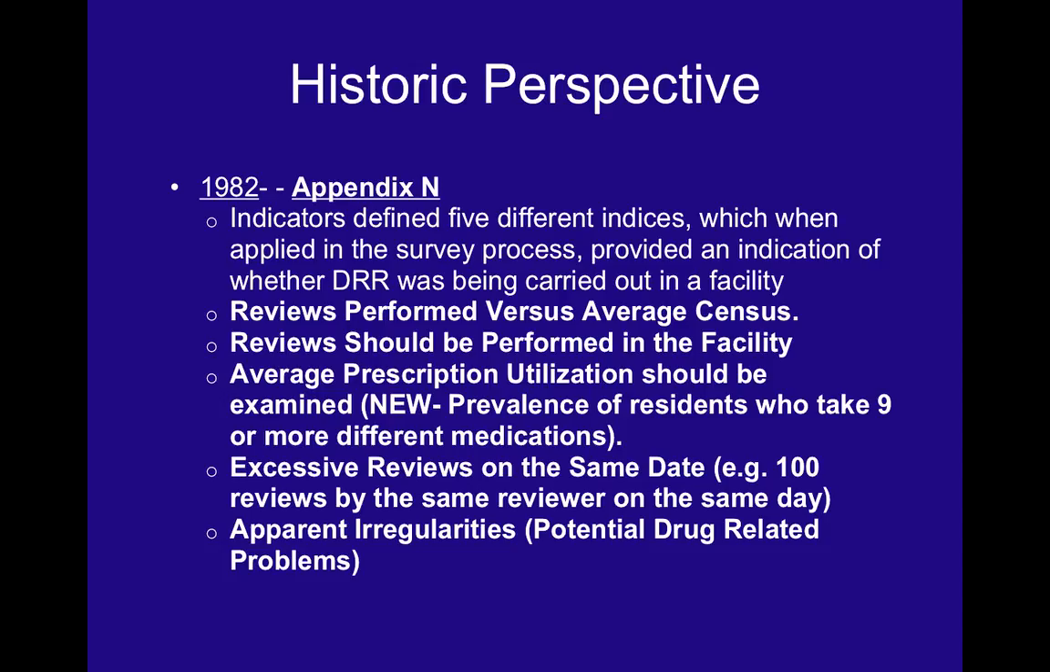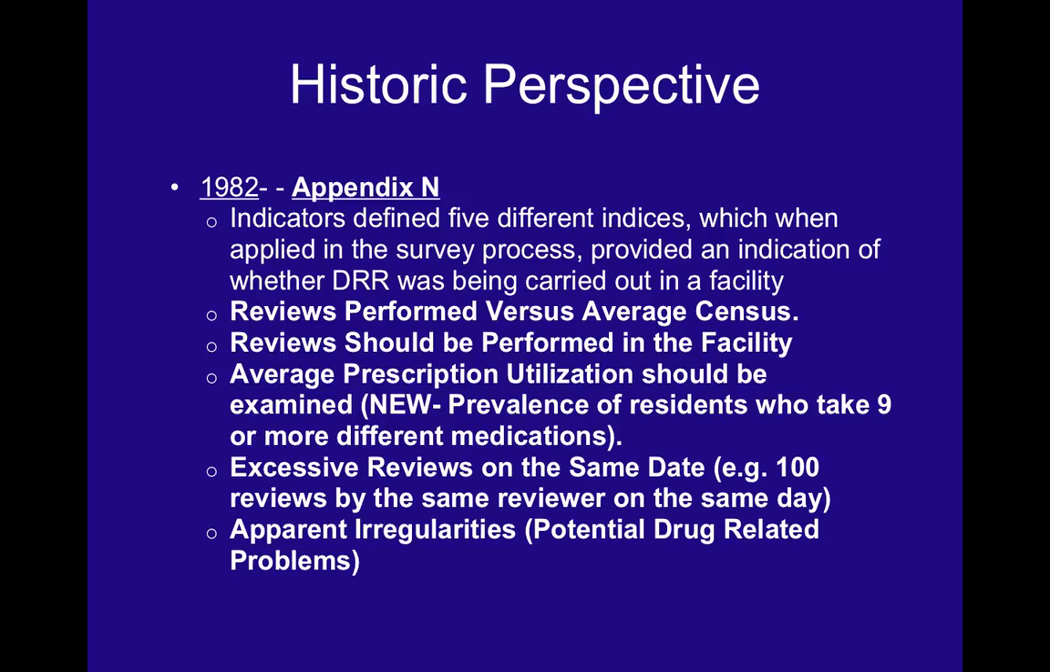A couple of things were outlined in this Appendix N. Everybody needed a chart review. So whatever the average census was, that pharmacist had better be reviewing all those charts. The other thing it required was that the pharmacist needed to be at the facility X amount of hours to review that, and they had to sign off in the chart that they did review it.